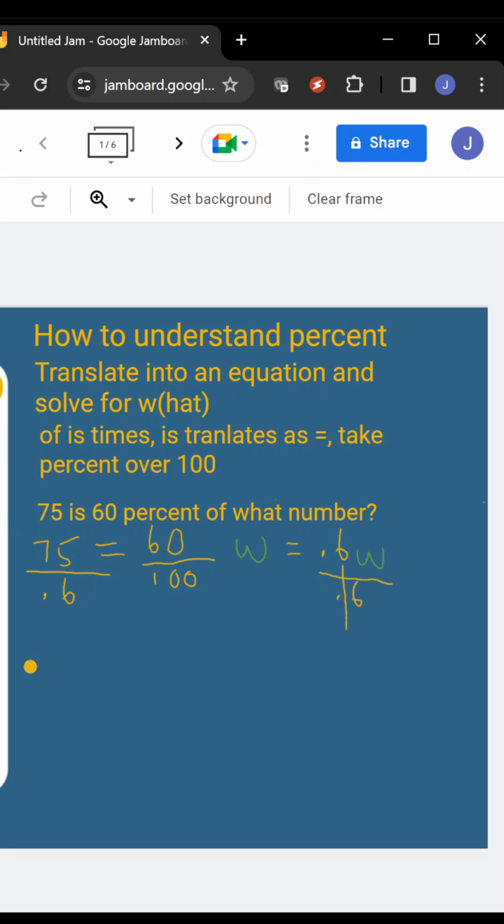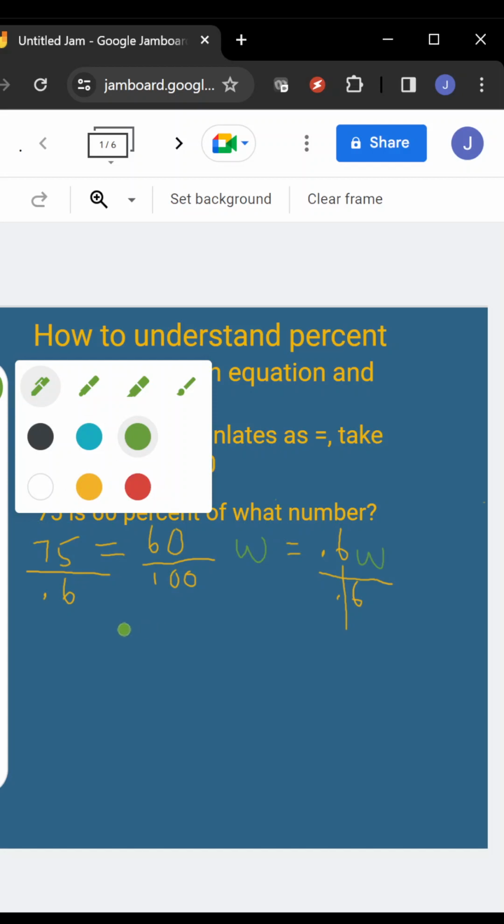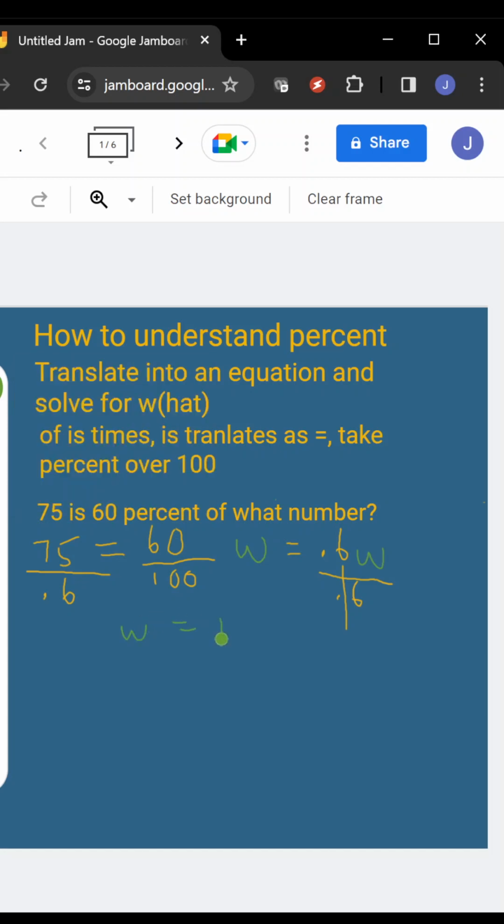What you end up with is W is going to be 75 divided by 0.6. And really that's going to be 5 times 75 over 3. I think you're going to get 125 for that one. So W is 125. Let me do a couple more because that's one variation. You could check that: take 0.6 times 125, and you should get that answer.